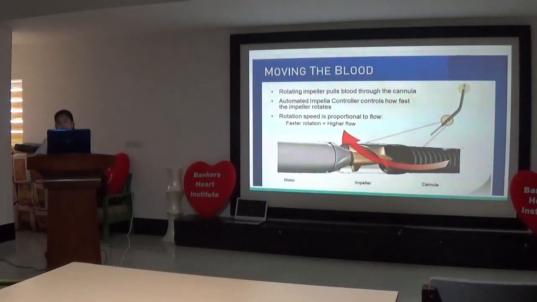The blood goes through this cannula, which has helical structures that cause it to rotate. The rotating impeller pulls blood through the cannula, and the AIC controls how fast the impeller rotates. Rotation speed is proportional to the flow. The faster the rotation, the higher the flow.